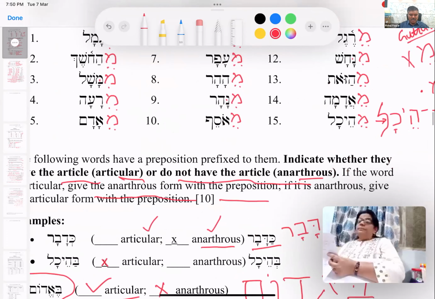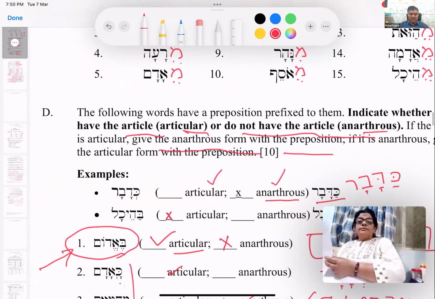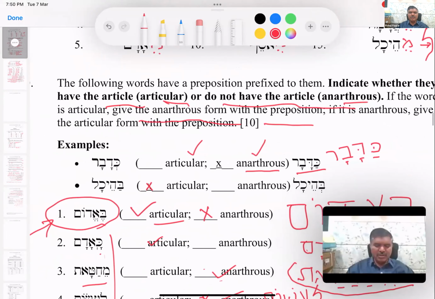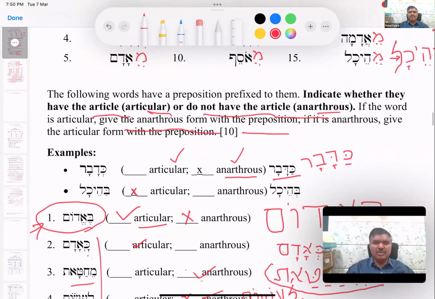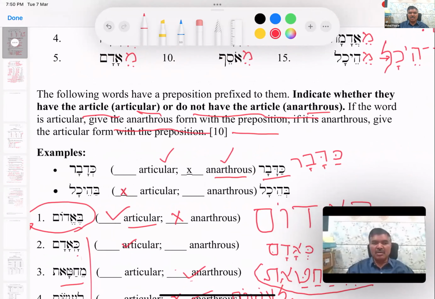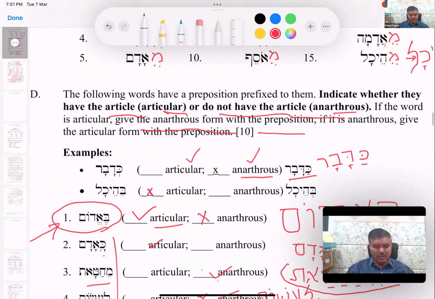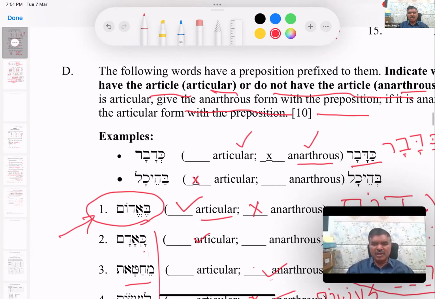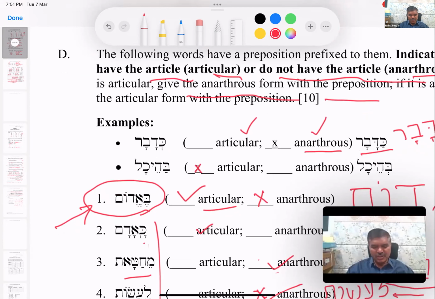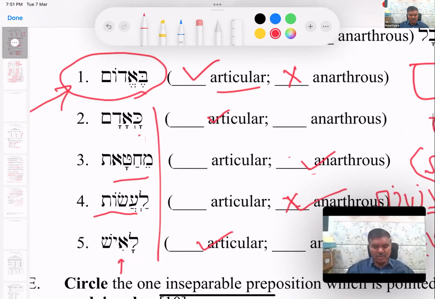Okay, sir. Okay, next question is D. The following words have the prepositions prefixed to them. Indicate whether they have the article, that is articular, or do not have the article, that is anarthrous. If the word is articular, give the anarthrous form with the preposition. If it is anarthrous, give the articular form with the preposition. So first we have to identify whether it is articular or without the article, that is anarthrous. Let's look at the first example.